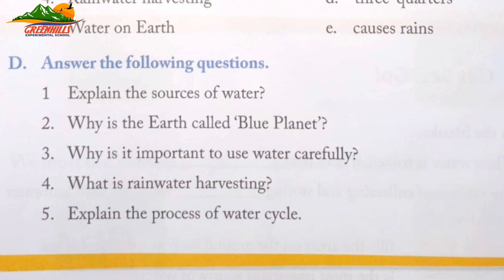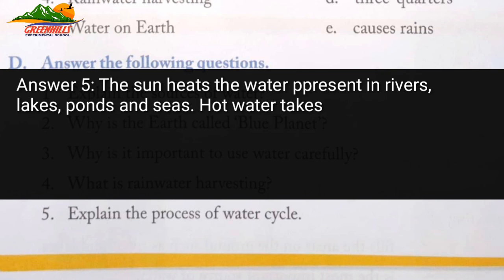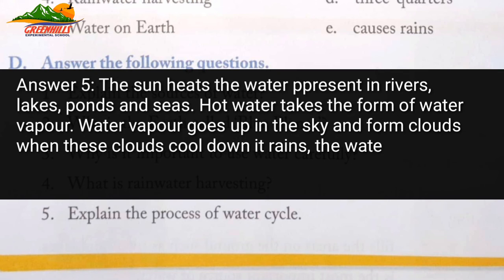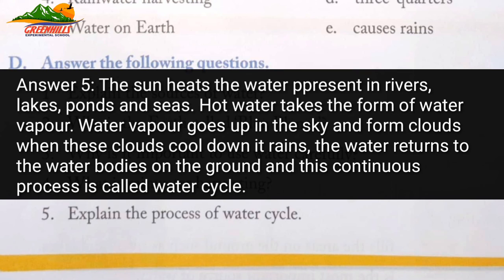explain the process of water cycle. And the answer is the sun heats the water present in rivers, lakes, ponds, and seas. Hot water takes the form of water vapor. Water vapor goes up in the sky and forms clouds. When these clouds cool down, it rains. The water returns to the water bodies on the ground. This continuous process is called a water cycle.